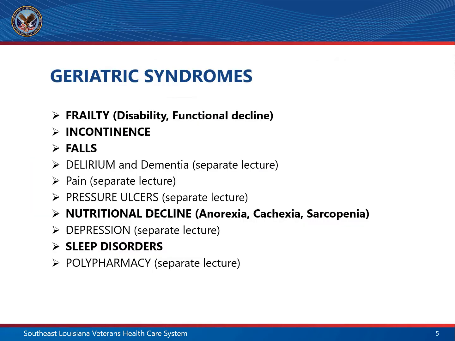The geriatric syndromes we're going to discuss today include frailty, incontinence, falls, nutritional decline, and sleep disorders. The other topics will be covered in separate lectures.